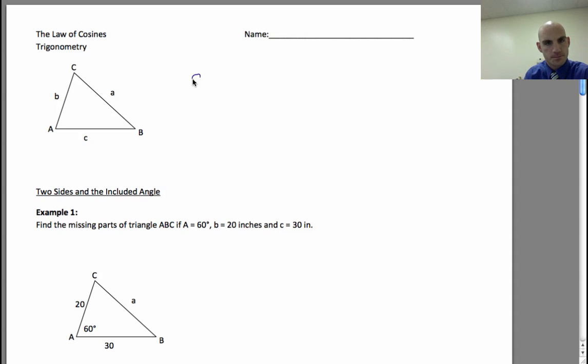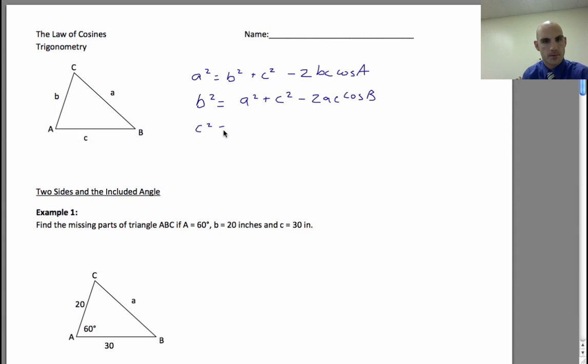Here's one of them. A squared is equal to b squared plus c squared minus 2bc cosine of A. That's one of the forms. Another form is b squared is equal to a squared plus c squared minus 2ac cosine of B. The third form is c squared equals a squared plus b squared minus 2ab cosine of C.